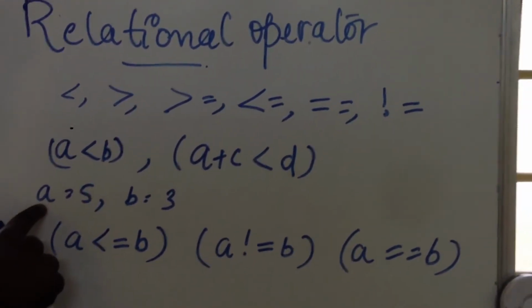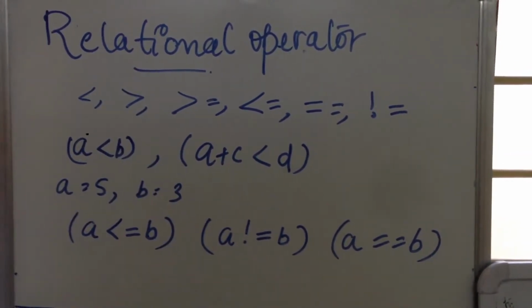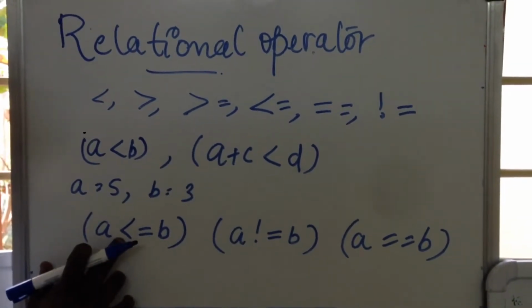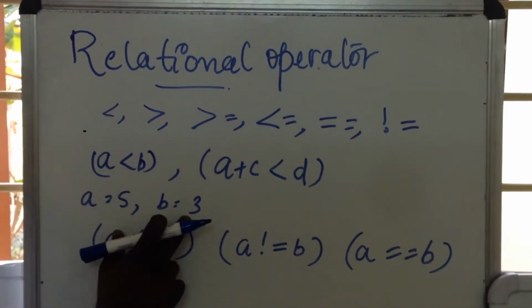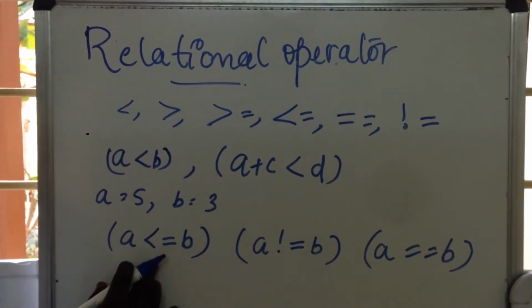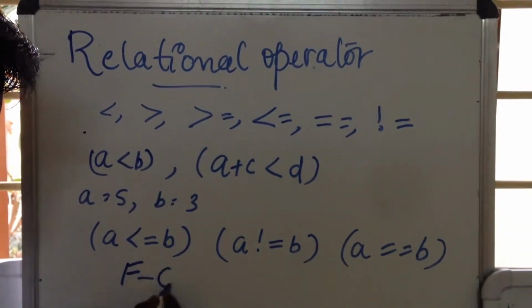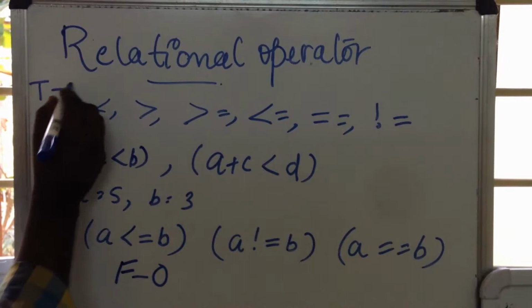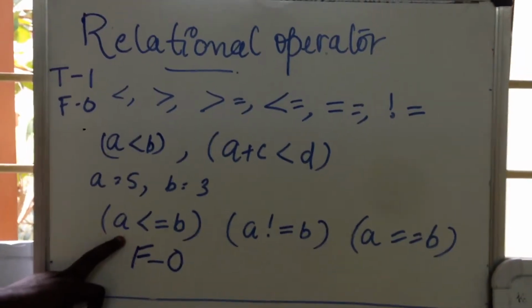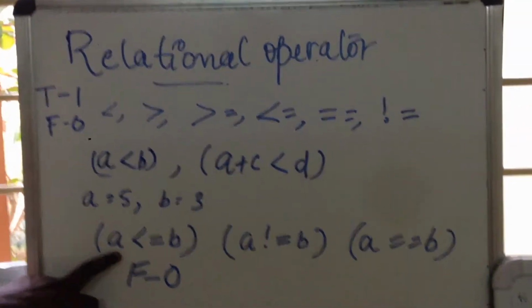Now A equal to 5, B equal to 3. The value of the relational expression will be true or false depending upon the condition. A is less than or equal to B. Since A is equal to 5 and B is equal to 3, the result will be false, which means the result will be 0. True is 1, false is 0. Since A is greater than B, this expression fails.